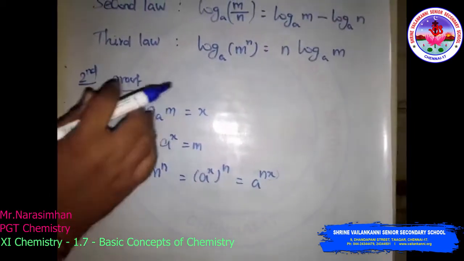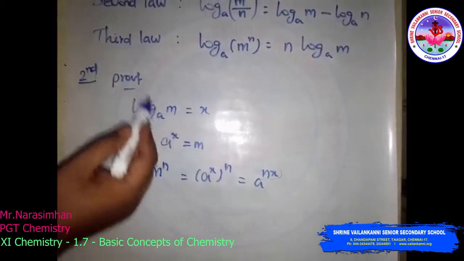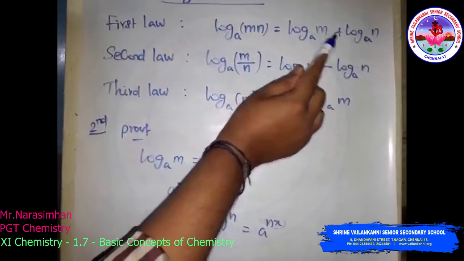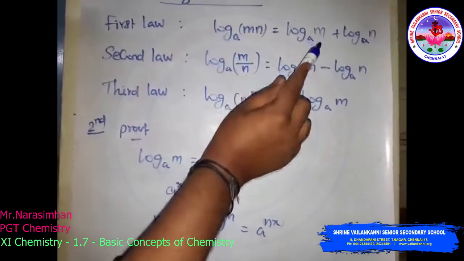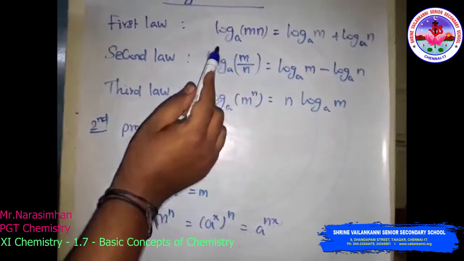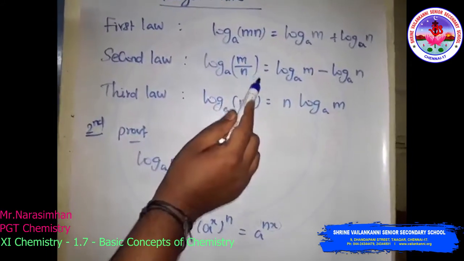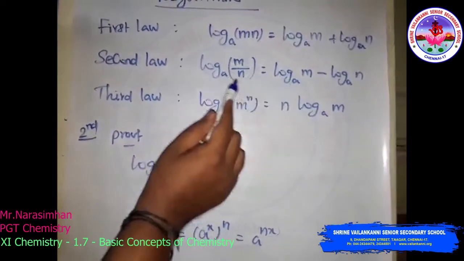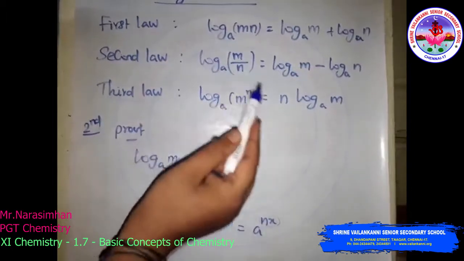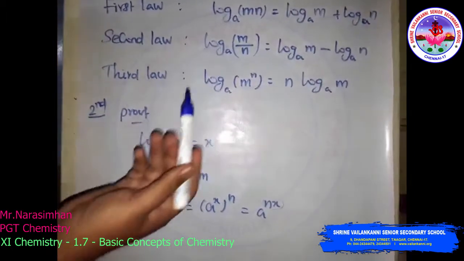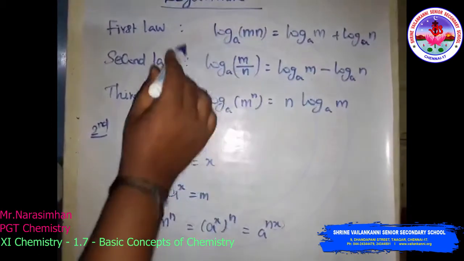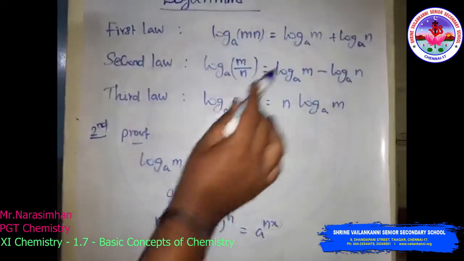The first law is that the log of the product of two numbers is equal to the sum of their logs. The second law is that the log of the ratio of two numbers is the difference of their logs. So multiplication becomes addition and division becomes subtraction. Generally we use these two laws, and they are very important.